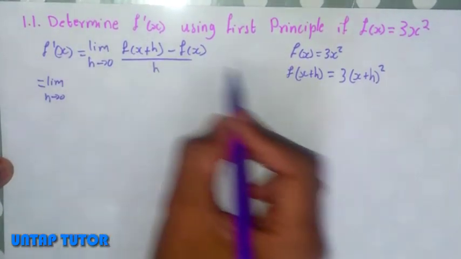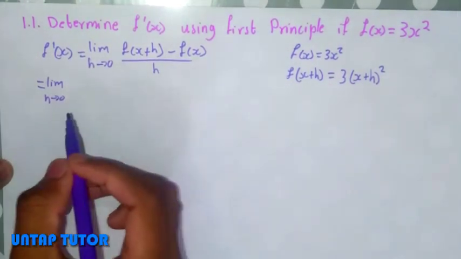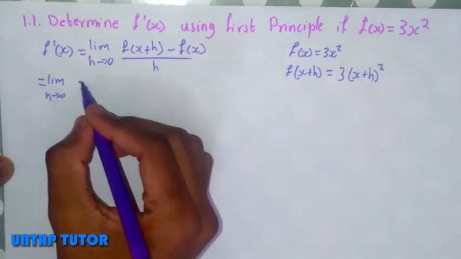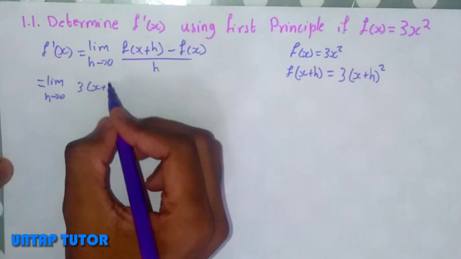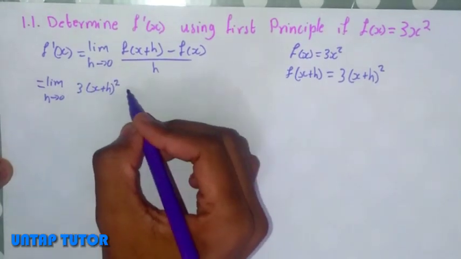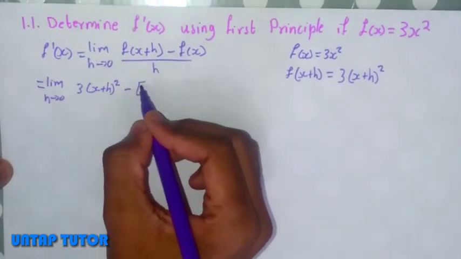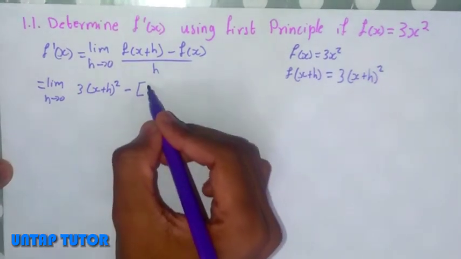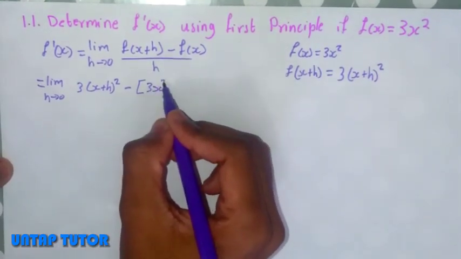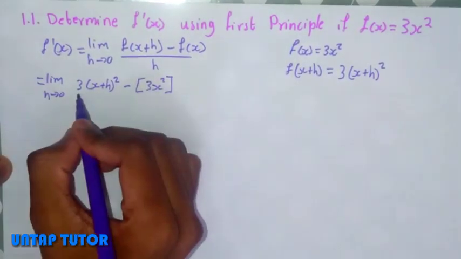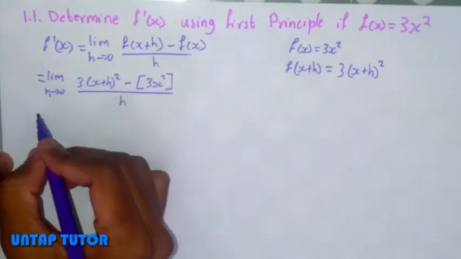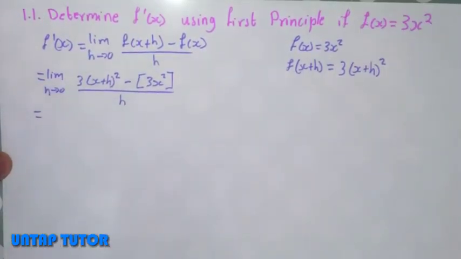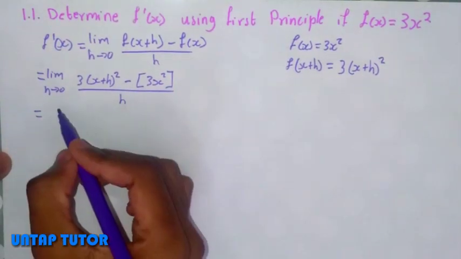Now our f of x plus h is 3 times (x plus h) squared. So we're going to write 3 into (x plus h) squared, minus the brackets that we should never forget, and then write our f of x, which is 3x squared, close the brackets, all over h. So first thing, obviously, we need to do away with the brackets. It's going to be 3.